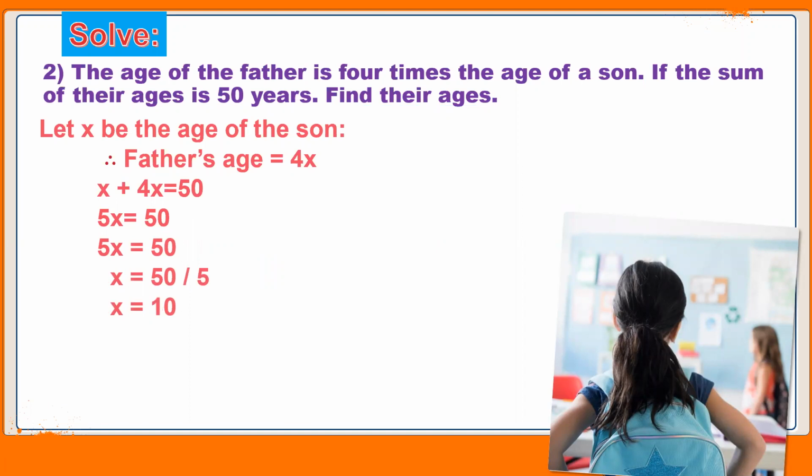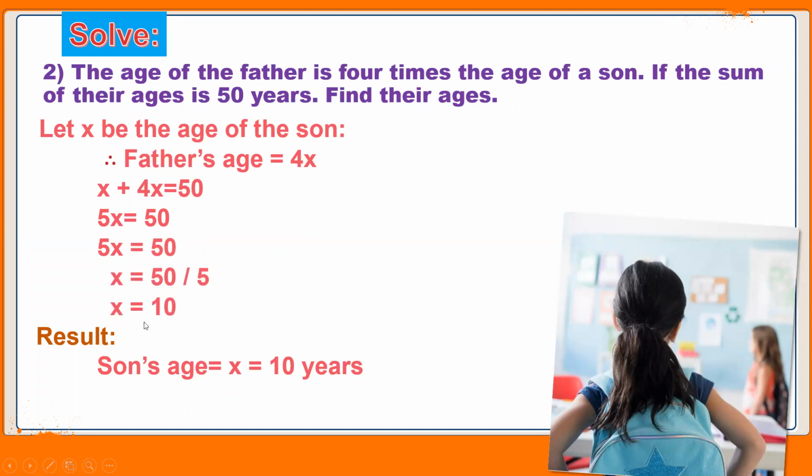So in the end, we have to mention the result in a proper way. What is x? x is the age of the son. So we have to mention the result properly that the son's age is equal to x, and that is equal to 10 years. We have to properly mention that x is the age of the son and x is equal to 10 years.